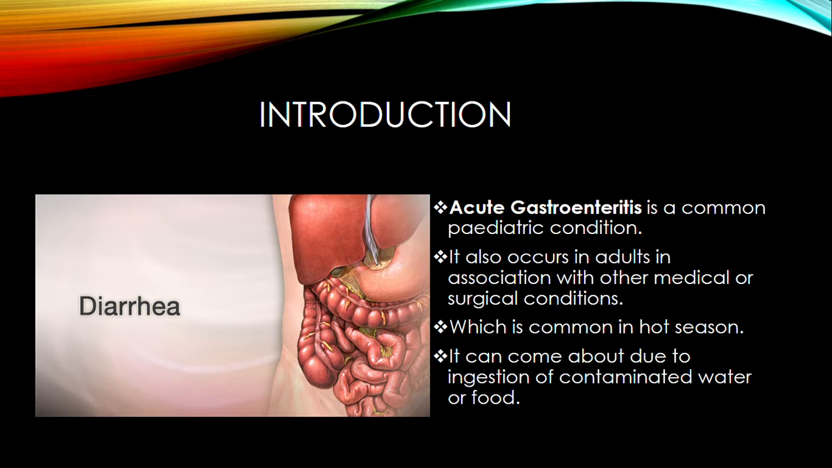Under specific objectives, you should be able to define what diarrhea is. You should be able to state the causes of diarrhea. Then you should be able to explain the pathophysiology of acute gastroenteritis. You should be able to state the signs and symptoms of moderate and severe dehydration. Then you should be able to explain the medical management of acute gastroenteritis, and describe the specific nursing care of a child or a patient with acute gastroenteritis.